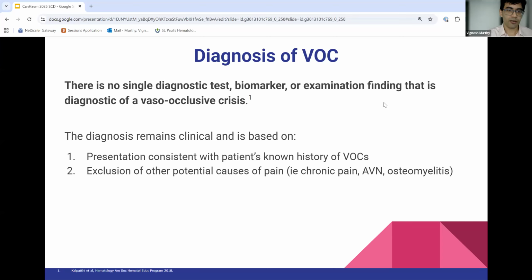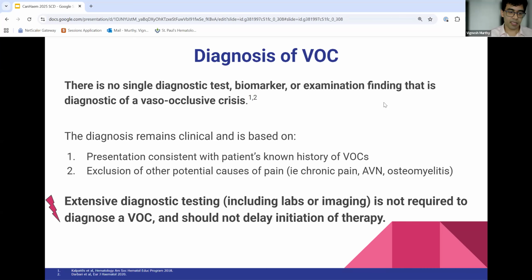Now, there is no single diagnostic test, biomarker, or exam finding that's diagnostic of a VOC. The diagnosis is clinical. It's based on a presentation consistent with the patient's known history of VOCs and, to an extent, exclusion of other potential causes of pain: chronic pain, AVN, osteomyelitis. Extensive diagnostic testing, including labs or imaging, is not actually required to diagnose a VOC and definitely should not delay initiation of therapy.